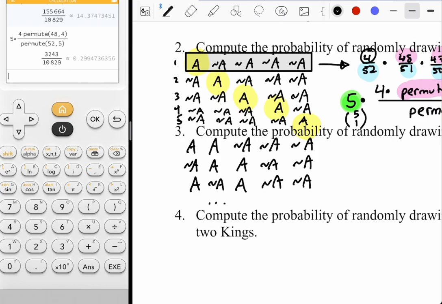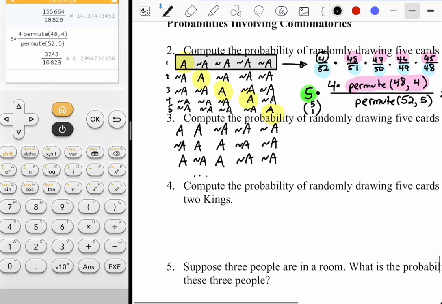But if I say that I want 5 C, old habits die hard, combination 5-2, 5 cards, 2 of which are aces, this will give me the number of possible ways that could be. So this will give me a total of 10. So it would be 1, 2, 3. If I listed them all out, I'd end up with a total of 10. So it's a time saver. But then I have to account for the permutations.